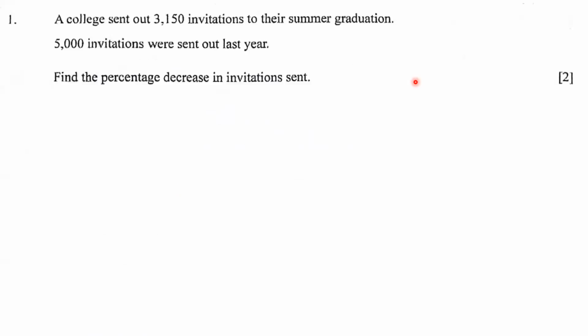Okay, let's begin. The first question says a college sent out 3,150 invitations to their summer graduation. 5,000 invitations were sent out last year. Find the percentage decrease in invitations sent. So if we want to find the percentage decrease, the first thing we need to do is subtract 3,150 and 5,000, right? We have to find the difference of those two numbers. All right, so let's do that.